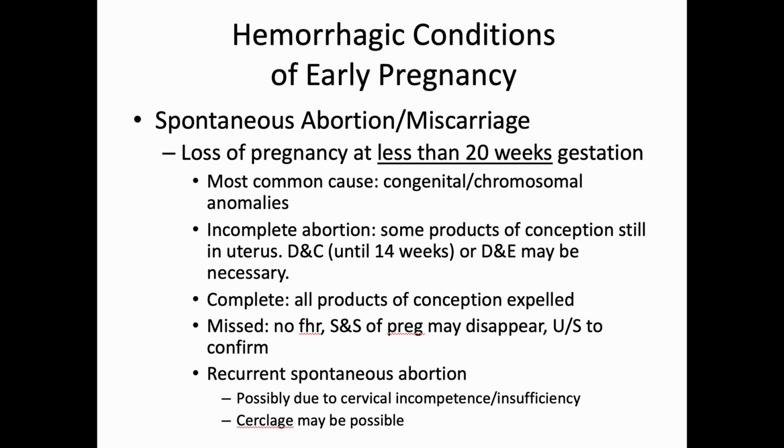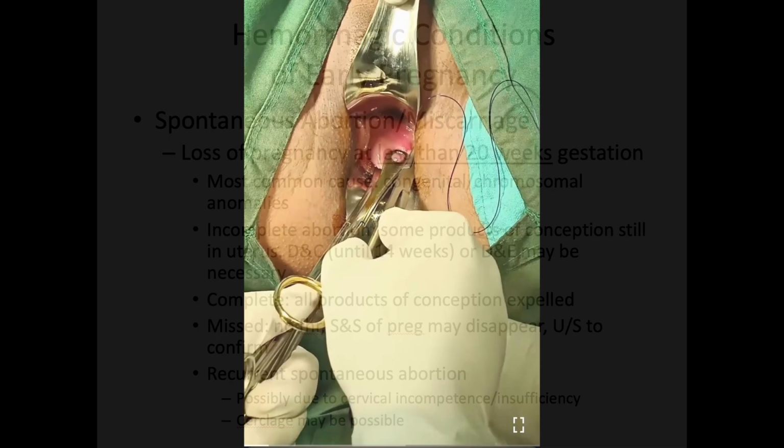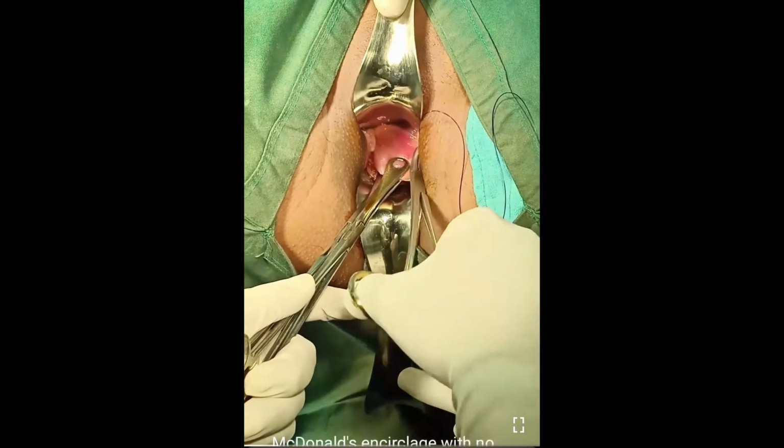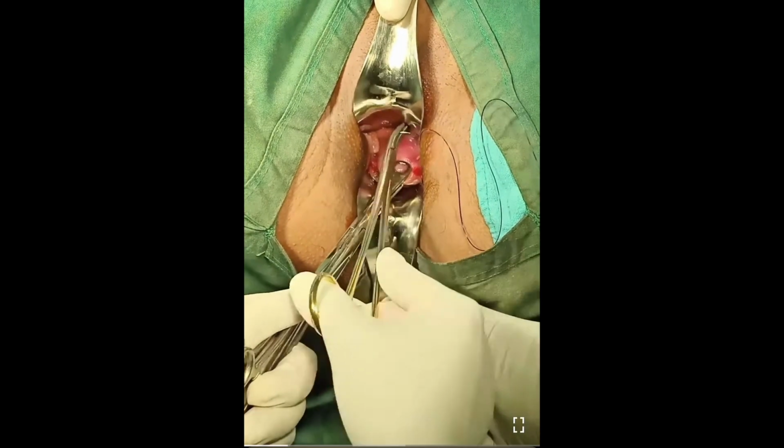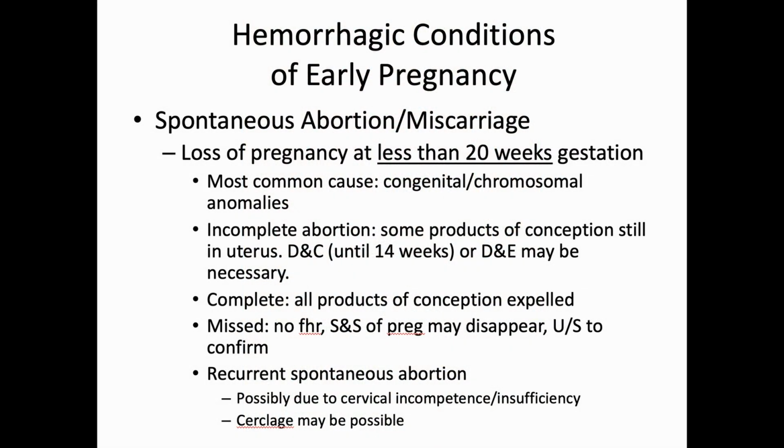So what we could try to do for that is a cerclage. A cerclage is where they're going to go in and literally stitch up the cervix. So they stitch the cervix closed, and you're hoping that you're going to get to full term and then cut the stitch. So that's one thing we could try to do for somebody who we're noticing is having this happen more than once or twice.